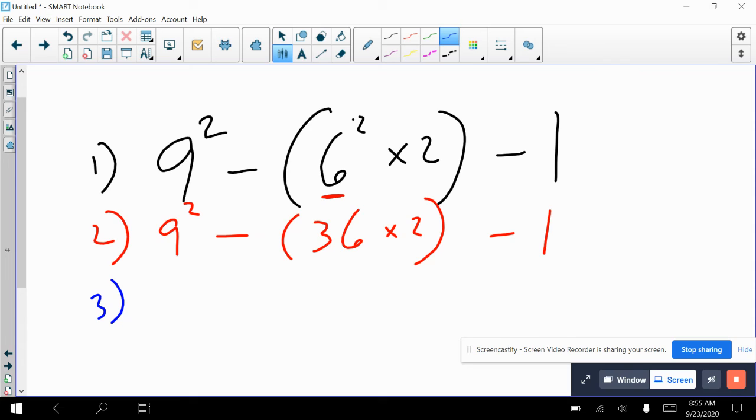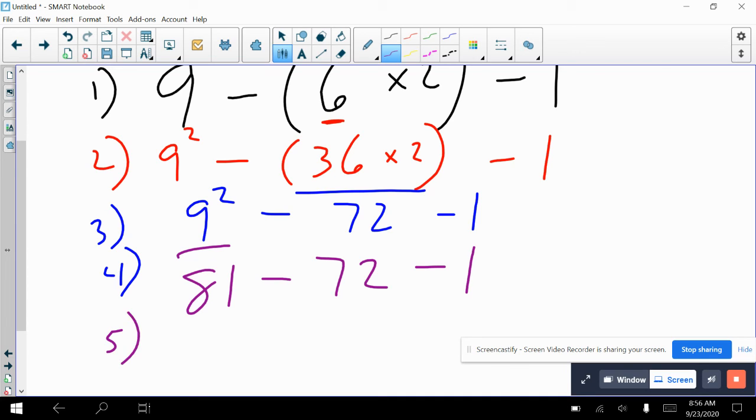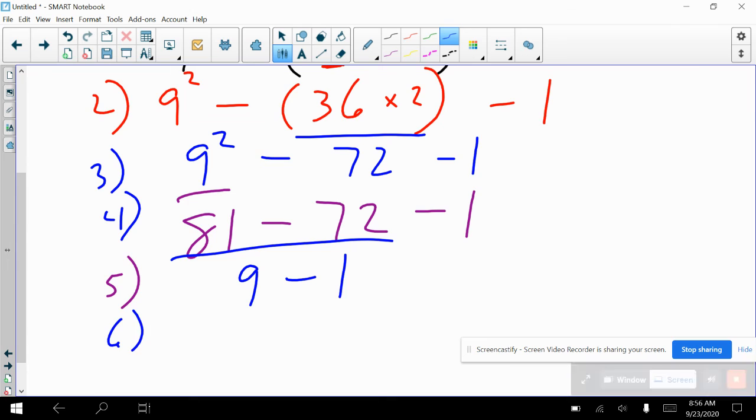Okay, step 3. What are we going to do next? I want you to pay attention, Oliver. What are we doing next? Zach. Okay, 36 times 2 is 72. What are we going to do next? Okay, we're going to do the exponent next, right? 81 minus 72 minus 1. How are we going to solve step 4? We're going left to right. That is correct. 81 minus 72 is 9. 9 minus 1. We get 8. That's got 6 steps to it.